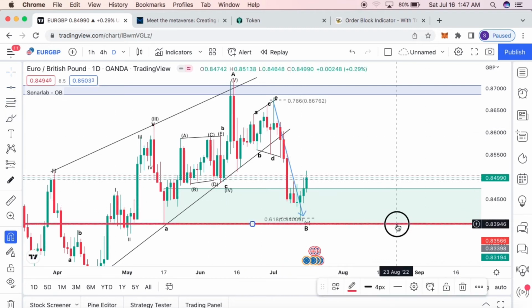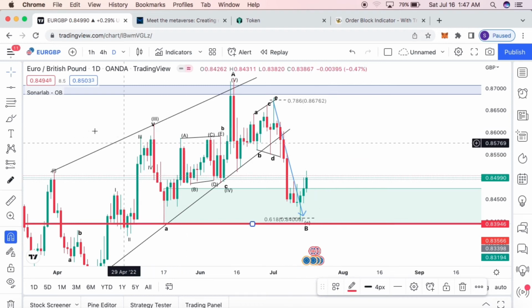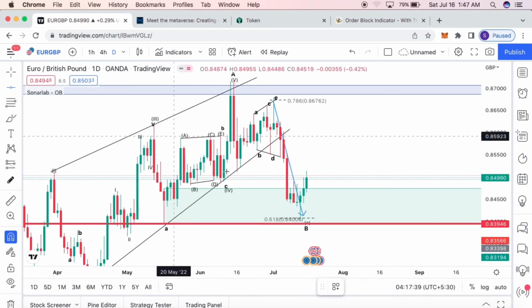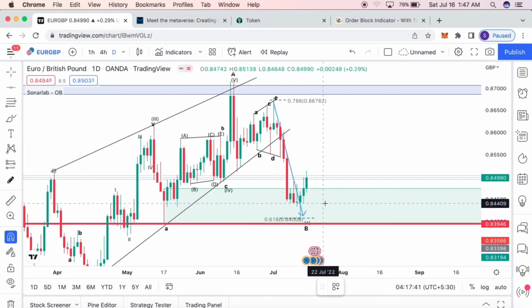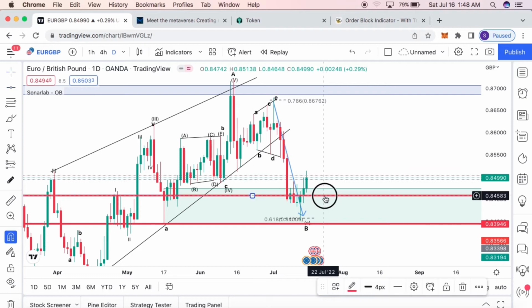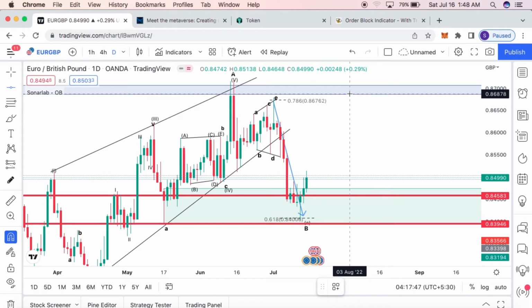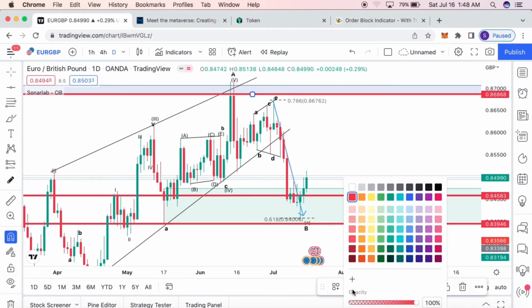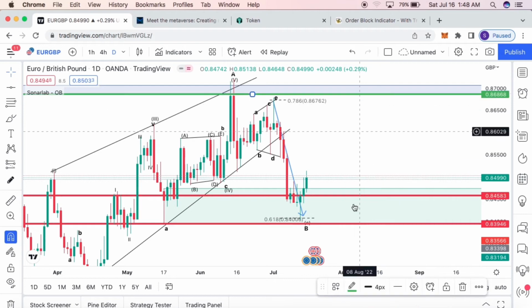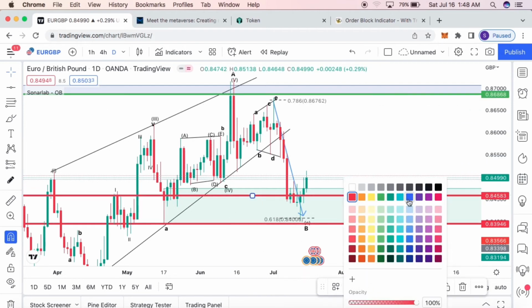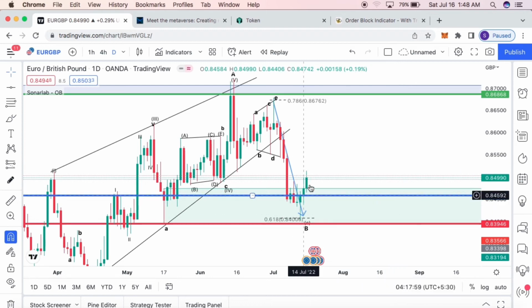My stop loss would be here. That's the red line for my stop loss. Then I would have my entry just right here. And then my target is definitely up here. So I'll make this green color since this is my target, and I'll make my entry a blue color. As you can see, this is how we would take this trade.